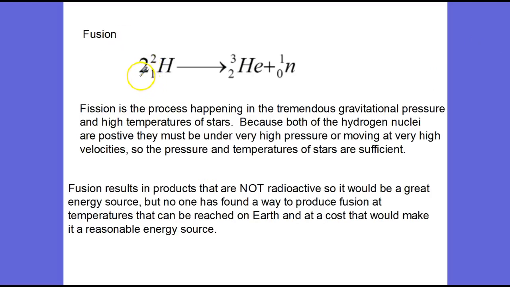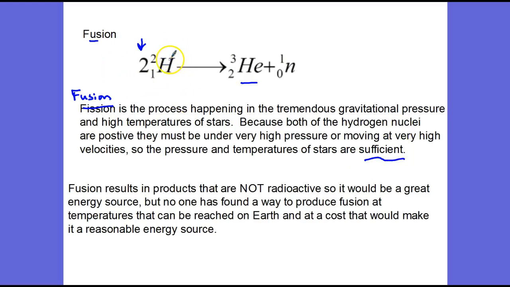Fusion happens when 2 small things fuse together to make one big thing. It's fusion. Fusion is the process happening in the tremendous gravitational pressure and high temperatures of stars. Because both of the hydrogen nuclei are positive, they must be under very high pressure or moving at very high speeds, so the pressure and temperature of stars are sufficient to make this happen.